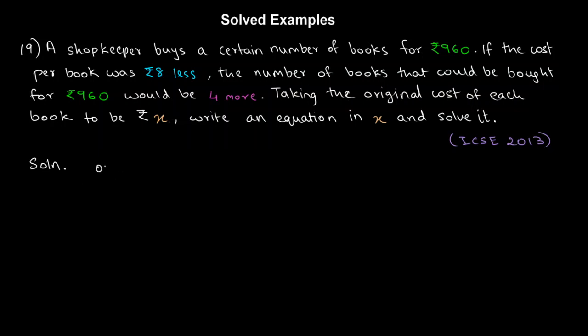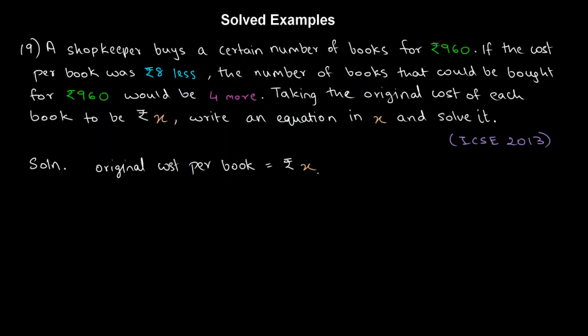So original cost per book is equal to rupees X, right? Next, if you read the question carefully, it tells us that total spent was 960 rupees, and if the cost per book was 8 rupees less, the number of books bought would be 4 more. Okay, so now we'll try to frame the equation around the number of books being bought, right?